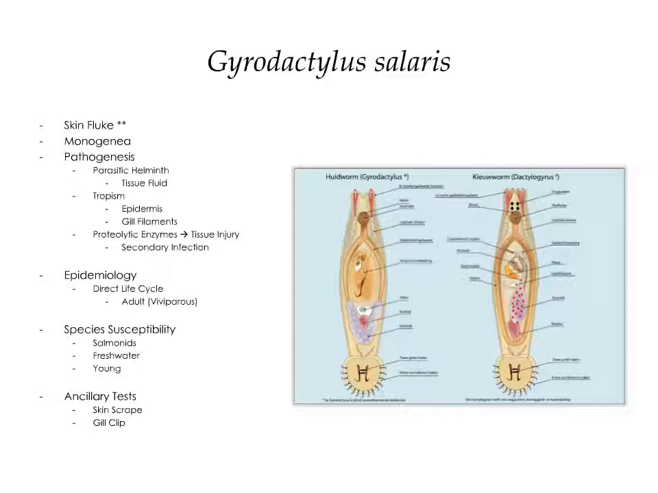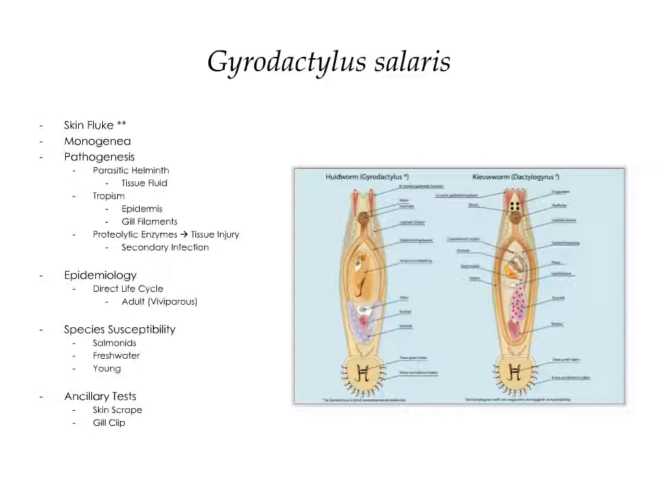In regards to epidemiology, the parasite has a direct life cycle. The adults are viviparous, which means that they're live bearers as opposed to egg layers. This is primarily a disease of salmonids in the freshwater environment. Young fish are particularly susceptible. Ancillary testing includes skin scrapes and gill clips.